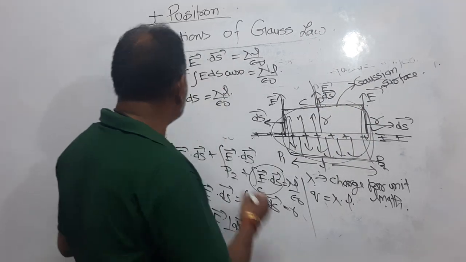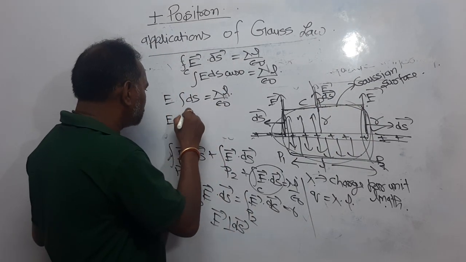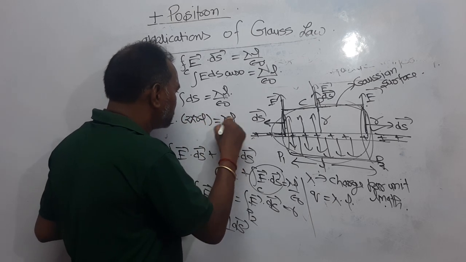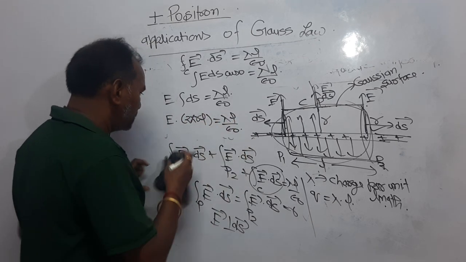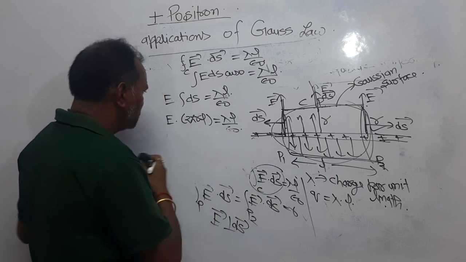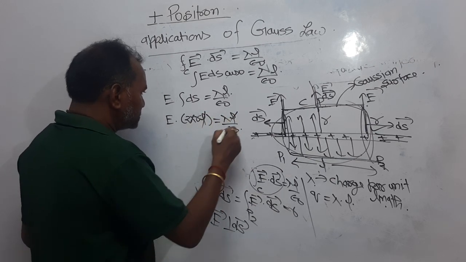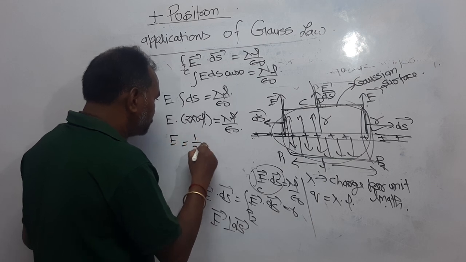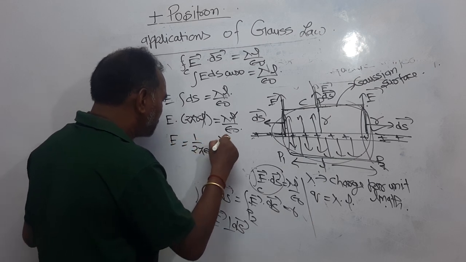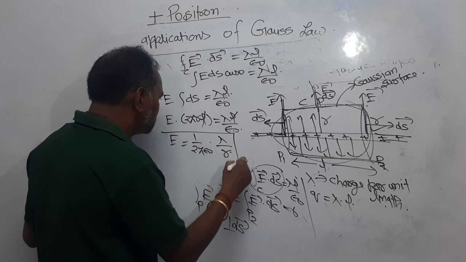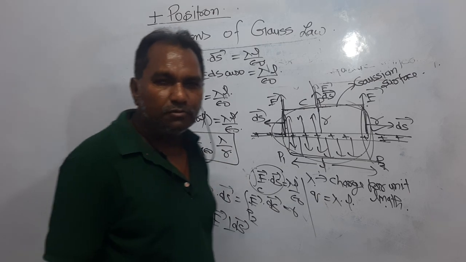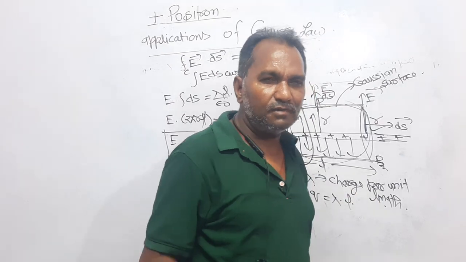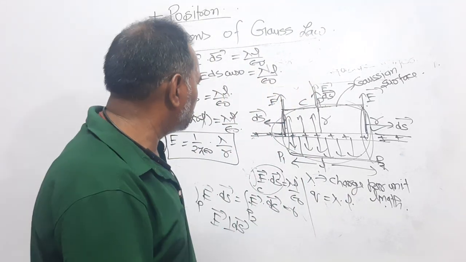Surface area of this is what? Dear students, you know this is 2 pi r L. That is equal to lambda L over epsilon naught. And now the L will be cancelled. So E is equal to 1 upon 2 pi epsilon naught lambda over R. This is the electric field due to a straight, thin and infinite length wire on which charge is distributed uniformly.